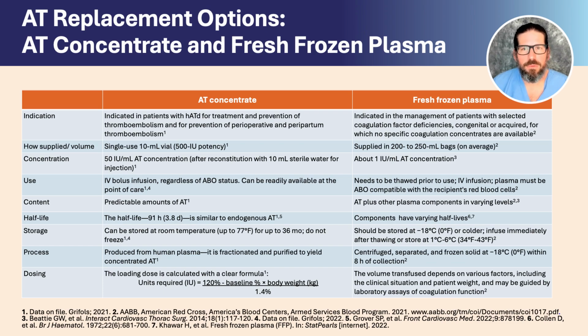Fresh frozen plasma is indicated for the management of patients with selected coagulation factor deficiencies, congenital or acquired, for which no specific coagulation concentrates are available. Fresh frozen plasma is supplied in larger volume bags, such as 200 to 250 ml bags, at a concentration of approximately 1 IU per ml of antithrombin. Fresh frozen plasma needs to be thawed before use and is administered as an IV infusion. The product must be stored at -18 degrees Celsius or colder and must be immediately infused after thawing or stored at 1 degree Celsius to 6 degrees Celsius.